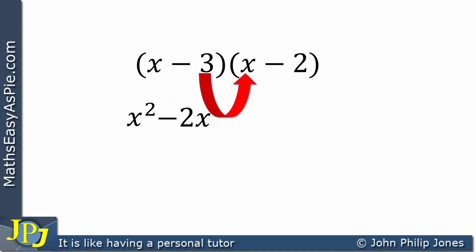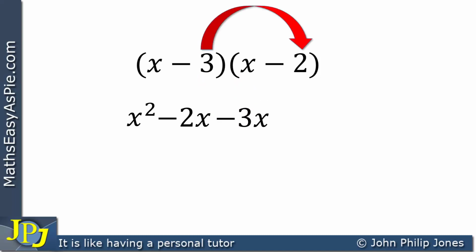The next visual cue tells us that the 3 will multiply the x to give 3x, but of course we have to take note of this negative sign and the fact that this x here is positive, so we have a negative times a positive, and that'll give minus 3x.